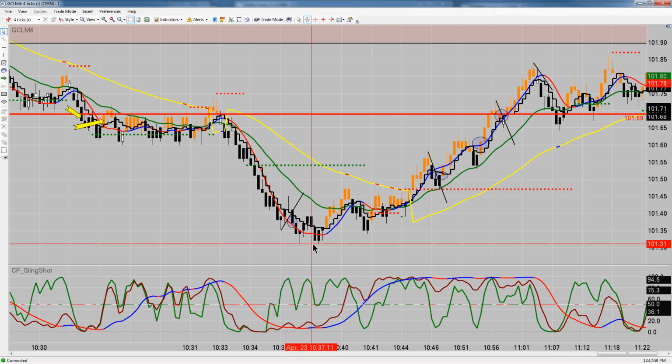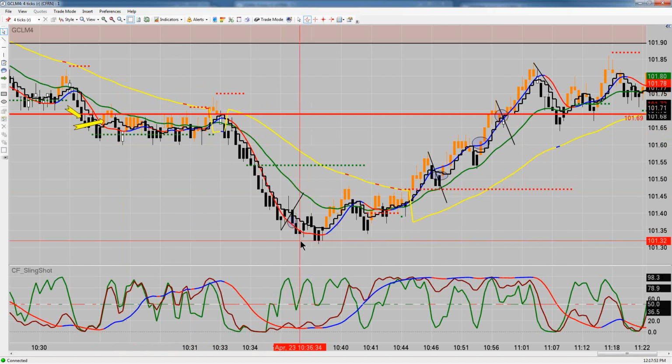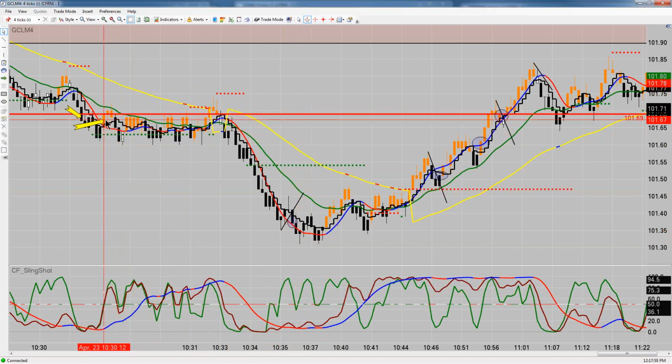I know some guys stuck it out for the whole 7 minutes and did that. I didn't. I moved my stop to plus a tick over here once we had about 8 or 9 ticks profit in the trade. I moved my stop to plus a tick and I got taken out there.